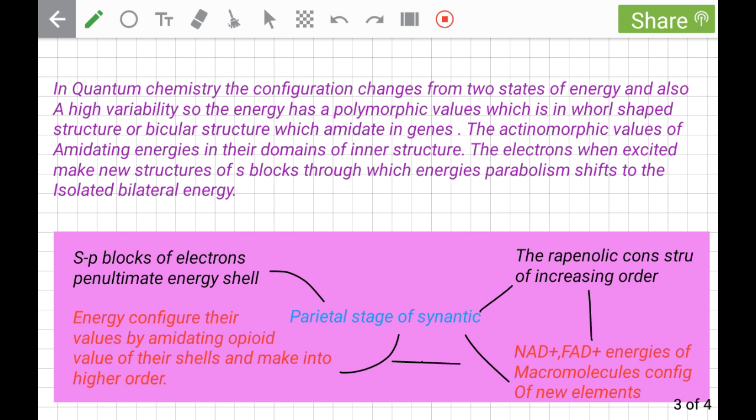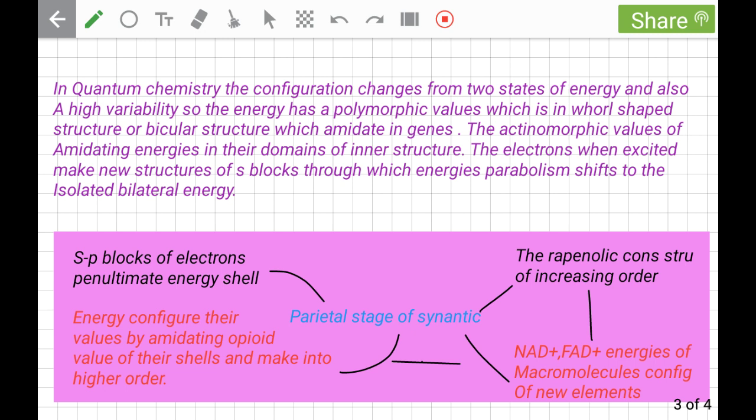So the emanating the energies, the electrons when excited makes new structures of S blocks through which energies parabolize. Parabolism shifts to the isolated bilateral energies. So the energies parabolical states have an interconnection with the inner states which have a bilateral energy with the networks of third state.